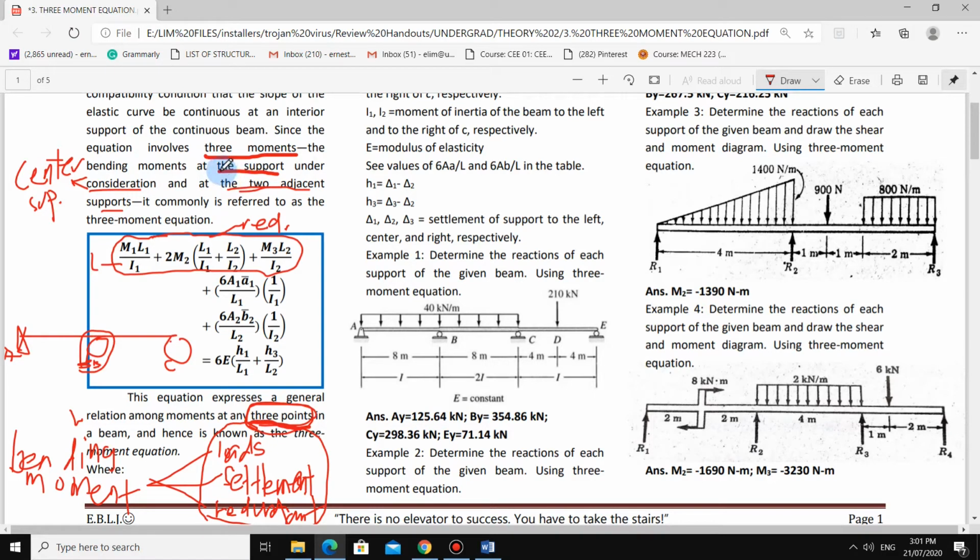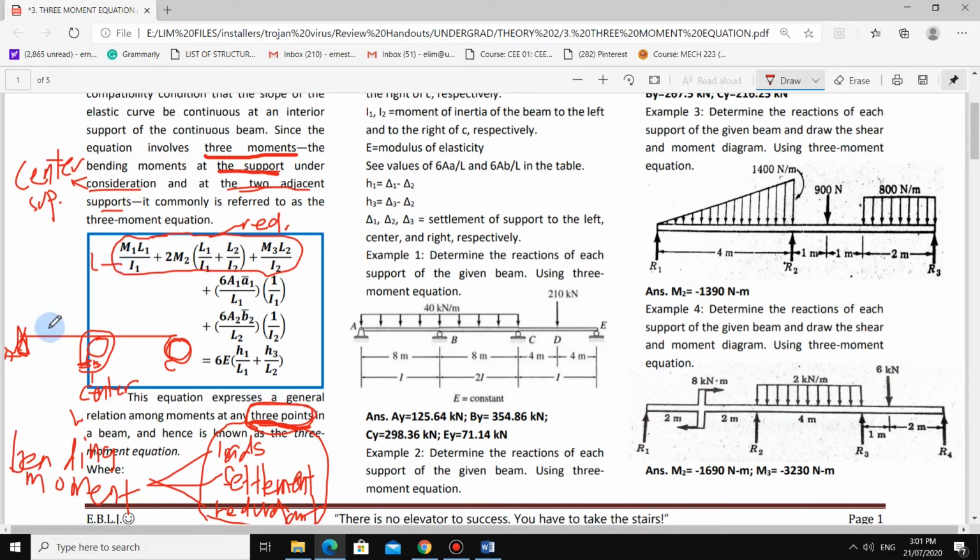Okay? So the support under consideration. Then next, since it is the center, this is your center support. Then you have these two adjacent supports here, A and C. Okay, so you have 3 points now that you are considering.